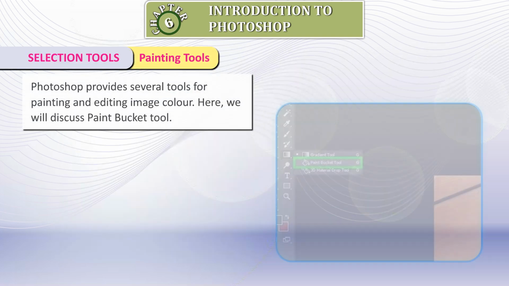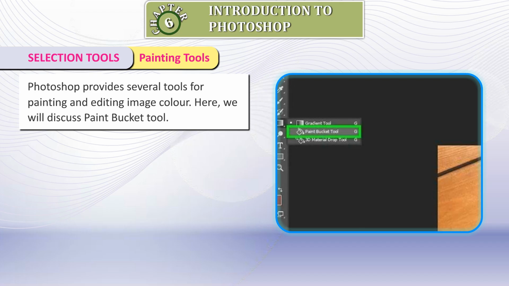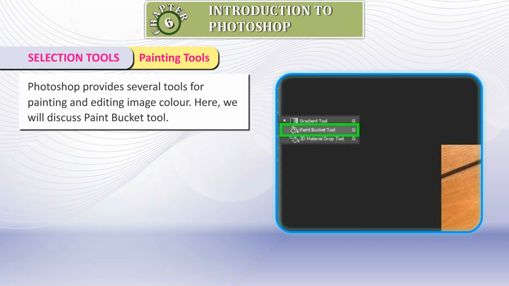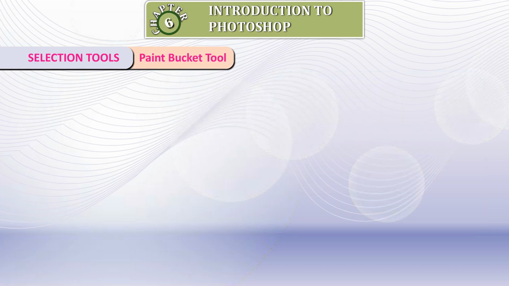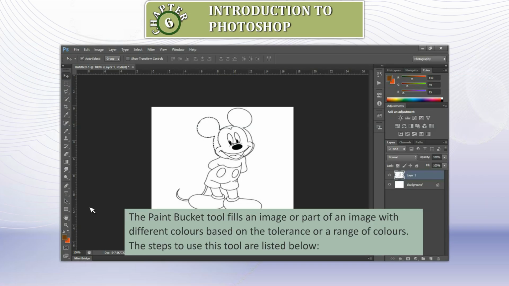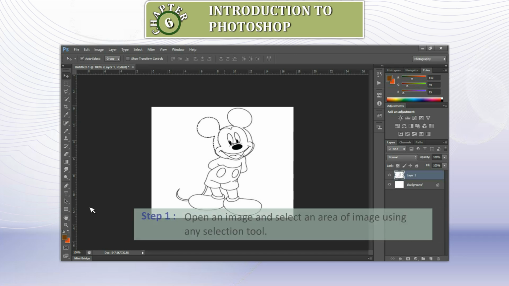Painting tools. Photoshop provides several tools for painting and editing image color. Here we will discuss Paint Bucket tool. The Paint Bucket tool fills an image or part of an image with different colors based on the tolerance or a range of colors. The steps to use this tool are listed below.